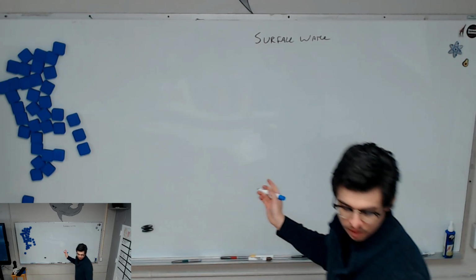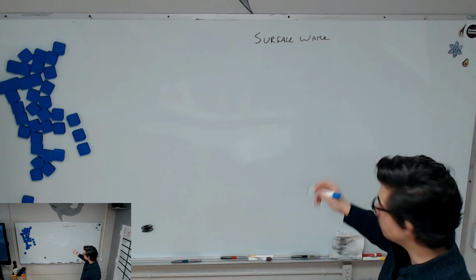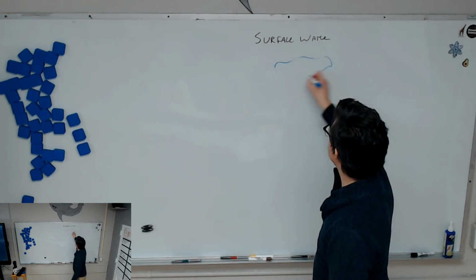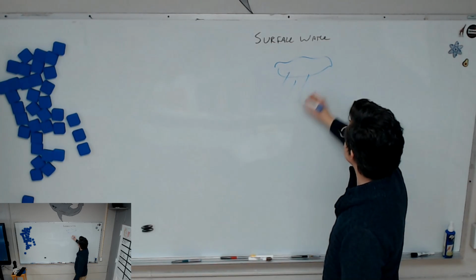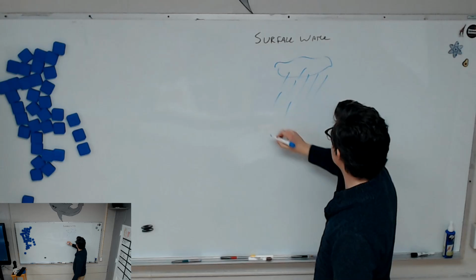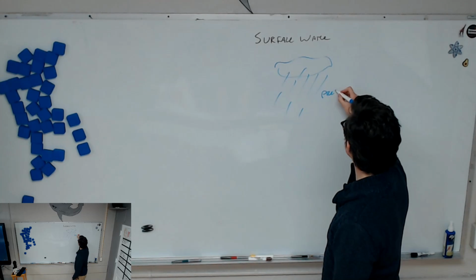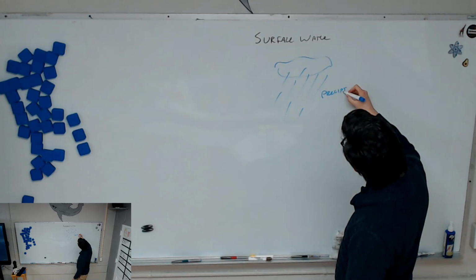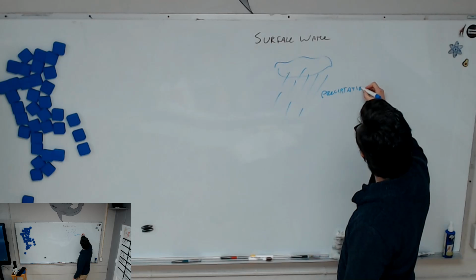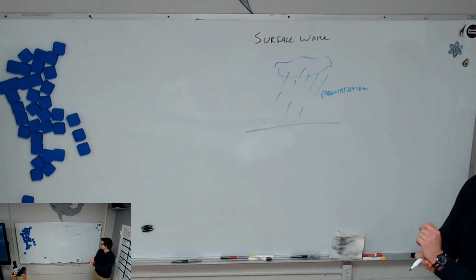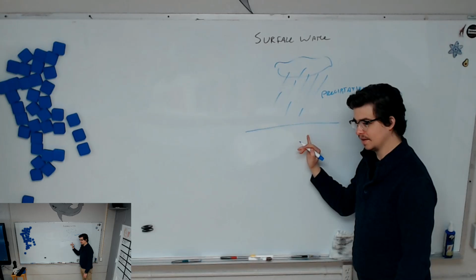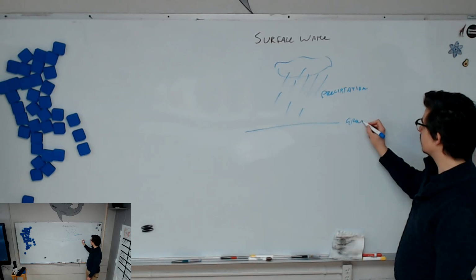Let's move on to this. So we're going to focus right now on this step. We're going to focus on this step. Can you tell what I'm trying to draw here? Precipitation. Okay, and we're going to mostly focus on this little bit here. Can you tell what this is supposed to be? Ground. Good. Ground.